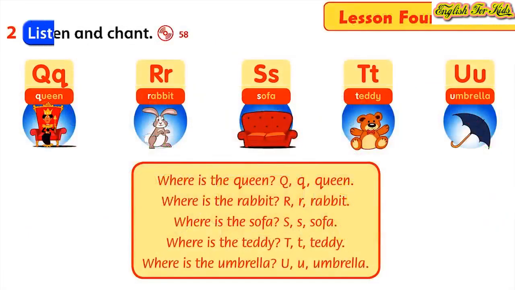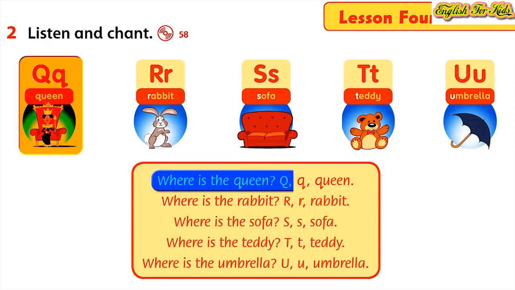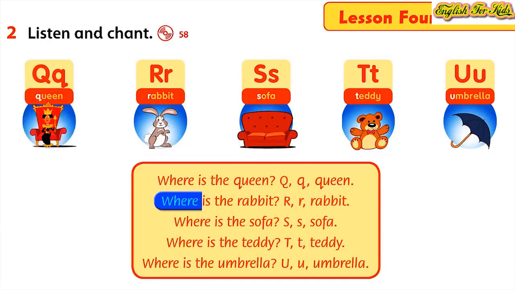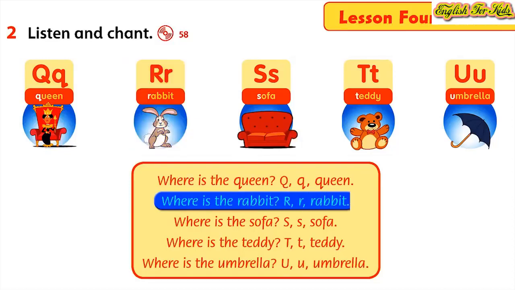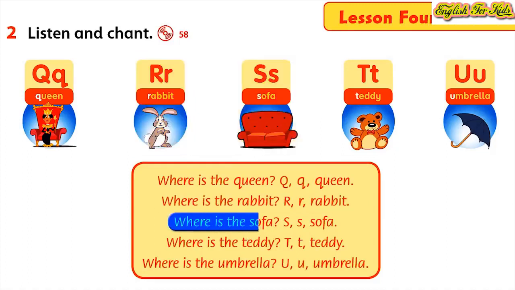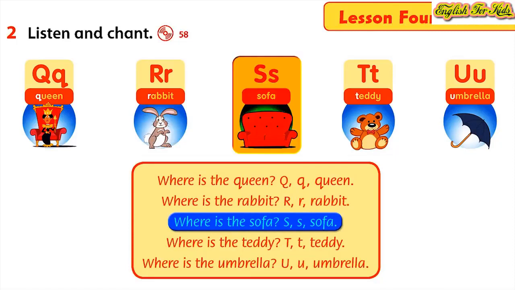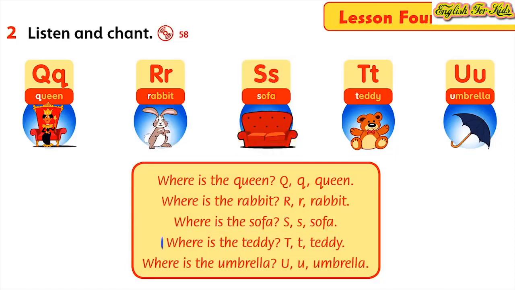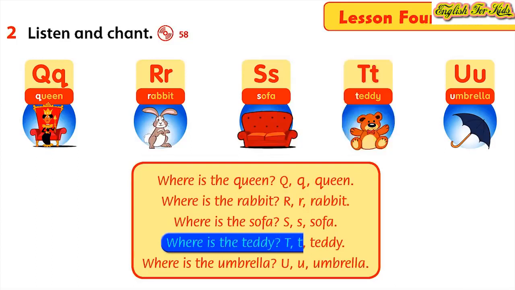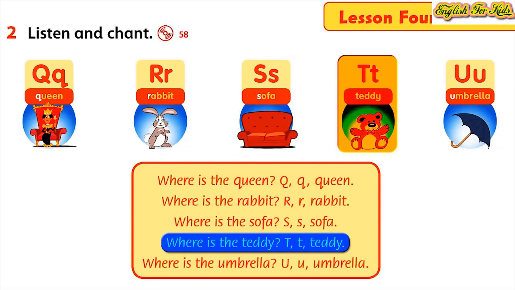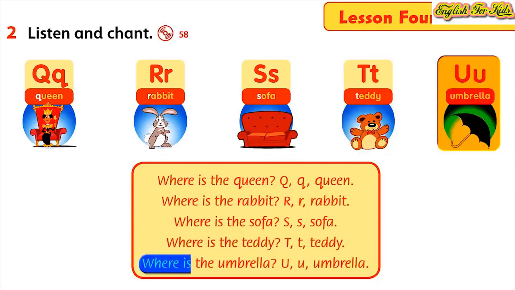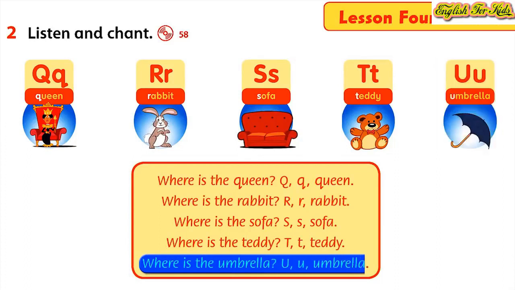Listening 58. Listen and chant. Where is the queen? Qu, qu, queen. Where is the rabbit? R, r, rabbit. Where is the sofa? S, s, sofa. Where is the teddy? T, t, teddy. Where is the umbrella? Ah, ah, umbrella.